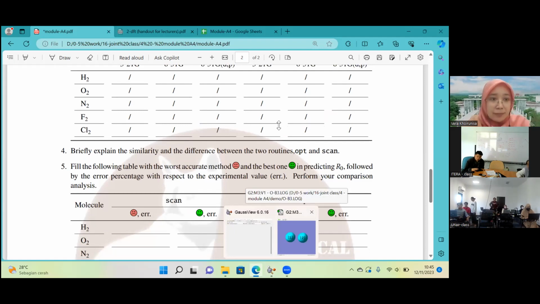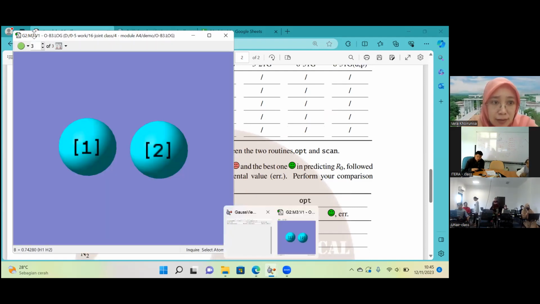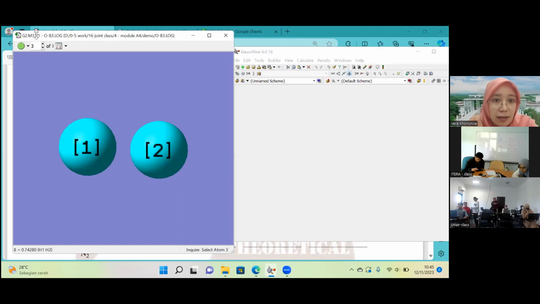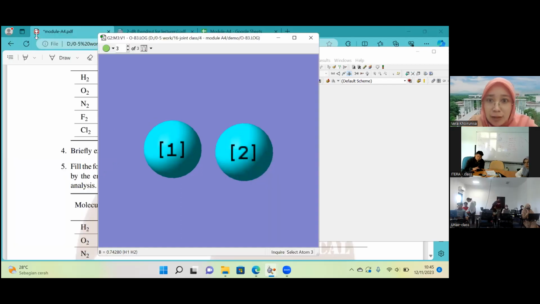Sorry? The output file before, yeah. Okay. Maybe you need to move it a little bit to the middle because the number is blocked by. Okay. Yeah. Okay.